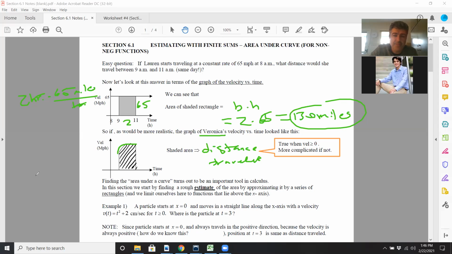Things get a little more complex when velocity changes sign. We'll explore that next week. Don't worry, we'll get there. For now, we'll keep things simple. That's what's meant by non-negative functions. So the velocity is positive the whole time.